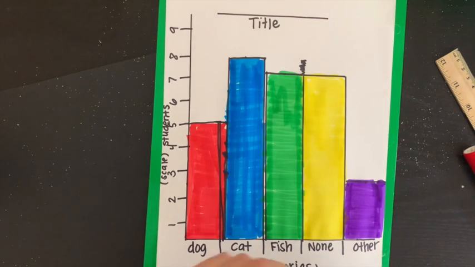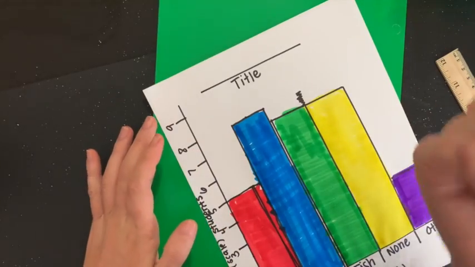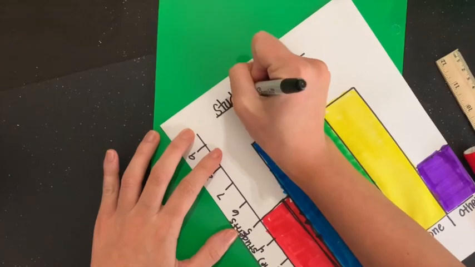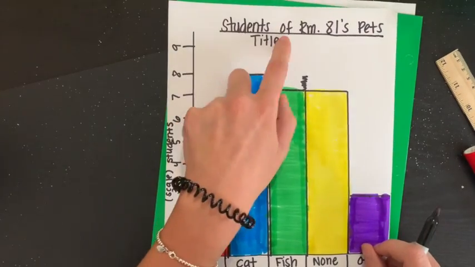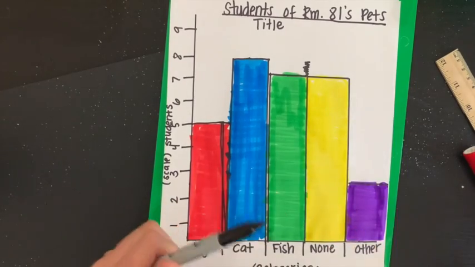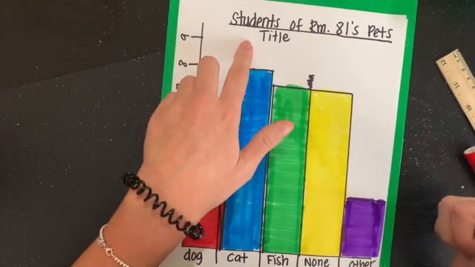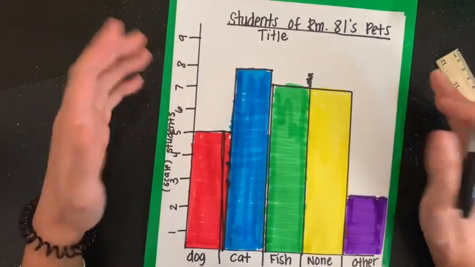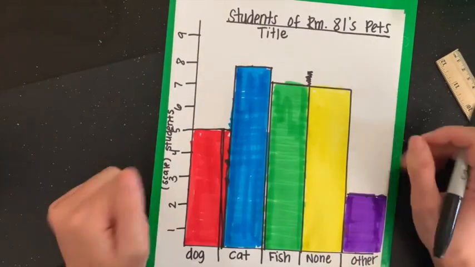All right, so now we need to add a title for our graph. What would be a good title that applies to this entire graph? Students of Room 81's pets. I wanted to choose something that encompasses everything that's on this graph. So calling it a chart, calling it a graph that shows all the pets that the students in this class have covers everything that this graph is about.